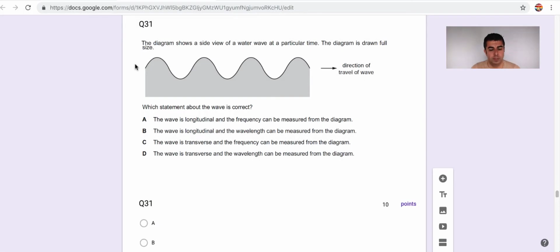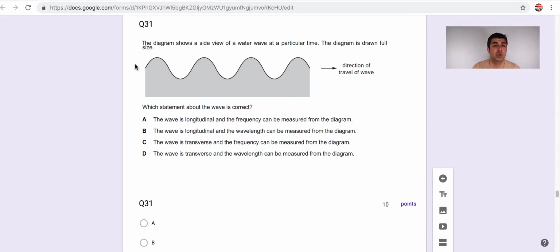Question 31. The diagram shows a side view of a water wave at a particular time. The diagram is drawn full size. Which statement about the wave is correct? Well, water waves are most certainly not longitudinal, so A and B is ruled out. C, the wave is a transverse and the frequency can be measured from the diagram.